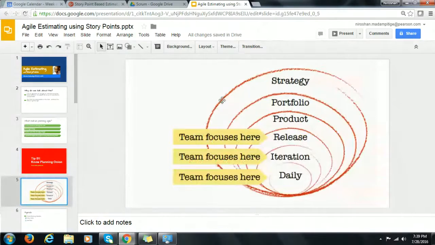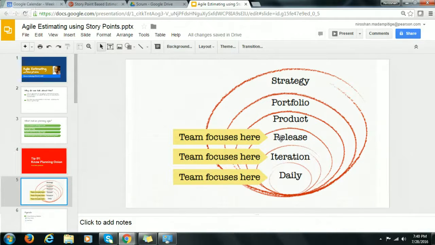The planning onion is a concept that was introduced by Mike Cohn, a very famous agilist who has written multiple books and articles about various subjects in agility. What he says is, planning happens at various levels, starting with strategy, then portfolio, product, release, iteration, and daily. Now, if you are a member of a Scrum team, you would have already experienced 3 levels of planning. That is release, iteration, and daily.